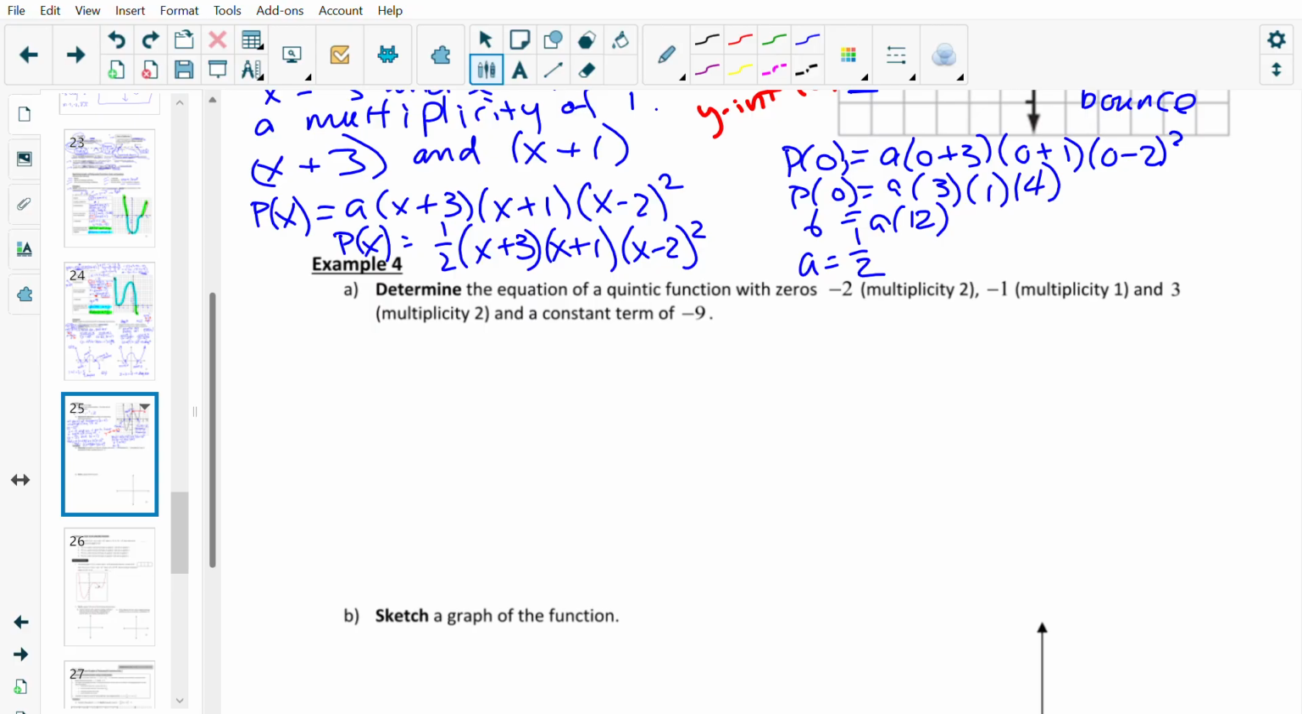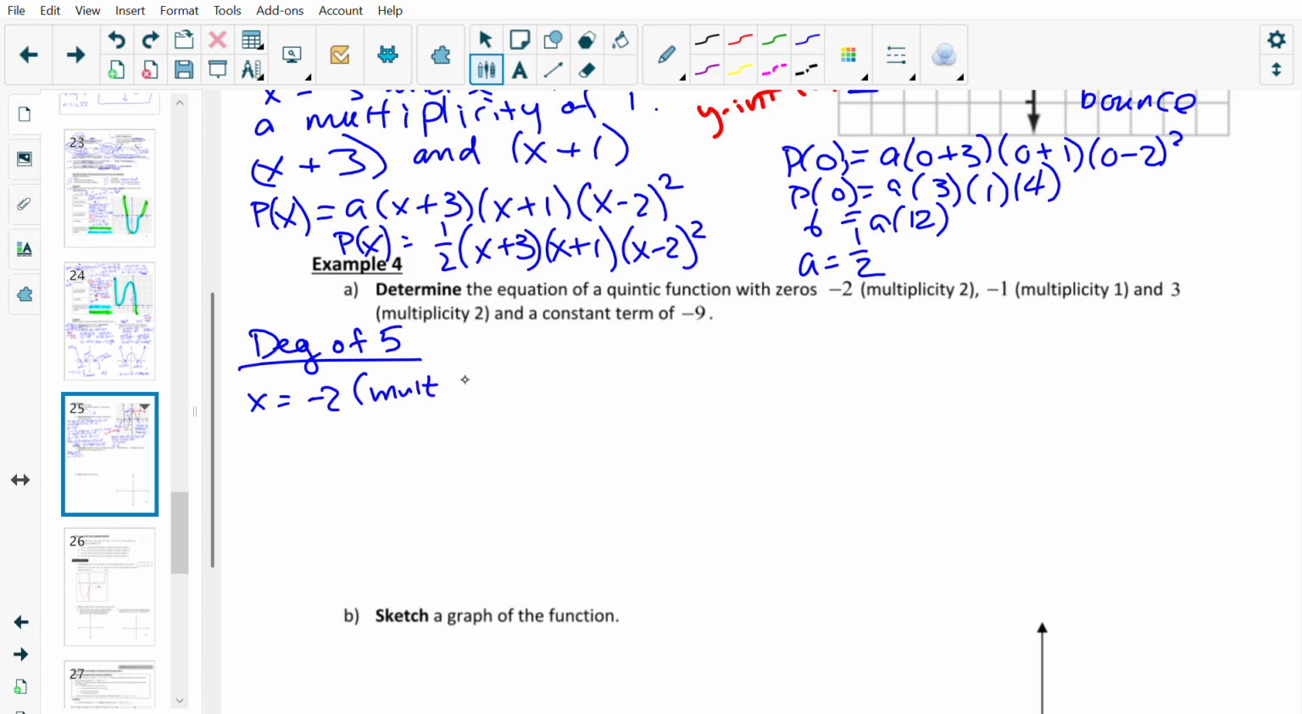Okay, example 4. Determine the equation of a quintic function with zeros -2, multiplicity 2, -1, multiplicity 1, and 3, multiplicity 2, and a constant term of -9. Quintic, degree of 5.